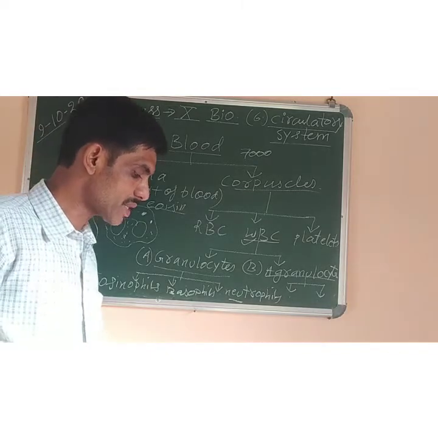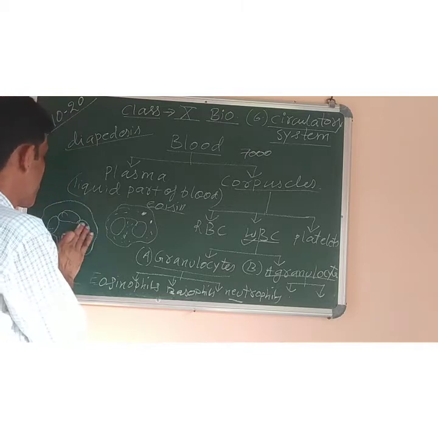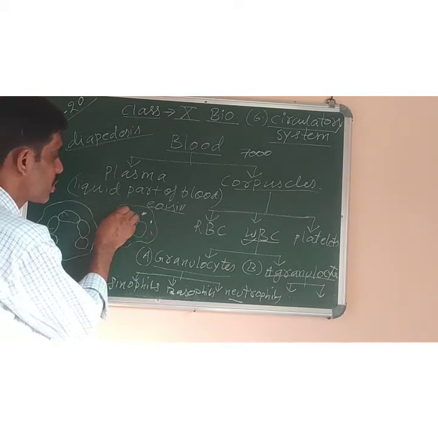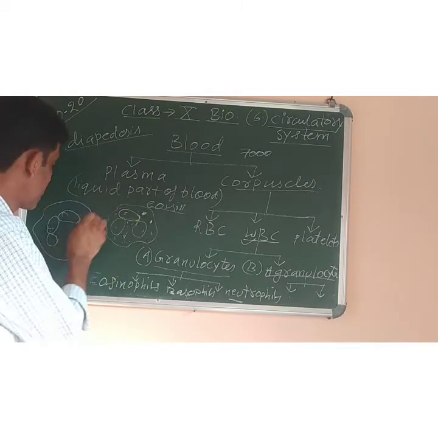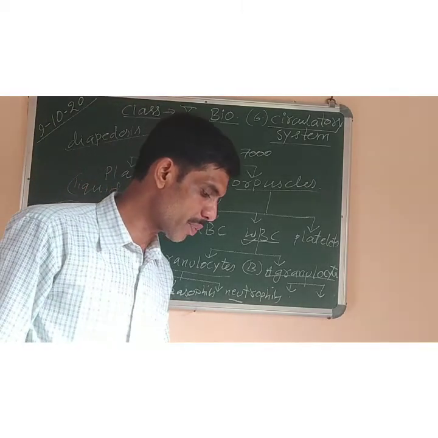Okay, so the neutrophil diagram you can see is drawn like this, not the basophil. The basophil is drawn in this way, like 1, 2, 3. This one is the basophil. This one is the neutrophil diagram, drawn like that. So look at the diagram given in your book.